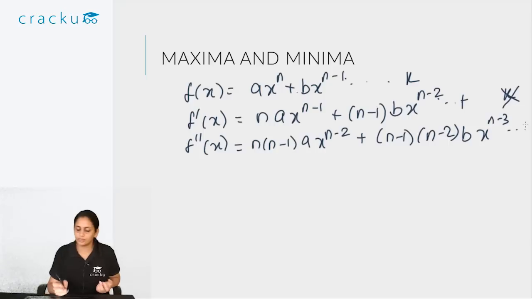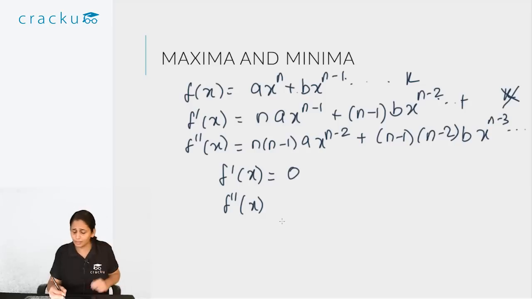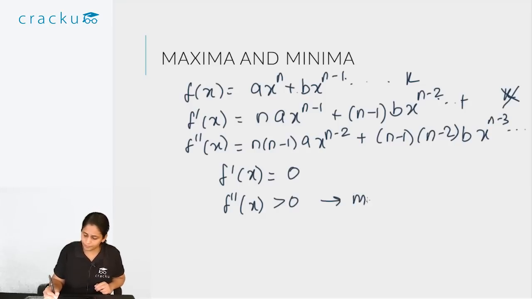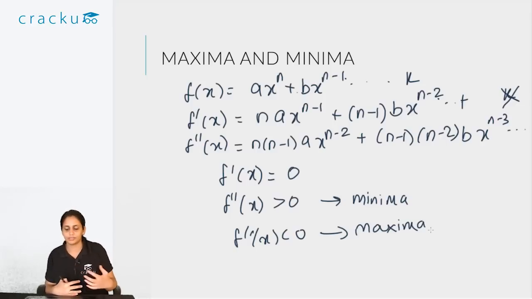Maxima or minima occurs when f dash of x is equal to 0. To check whether it is maxima or minima, you check whether f double dash of x is negative or positive. If f double dash of x is positive, then it is minima. If f double dash of x is negative, then it is maxima. So this is the basic fundamental of calculating maxima or minima of functions.